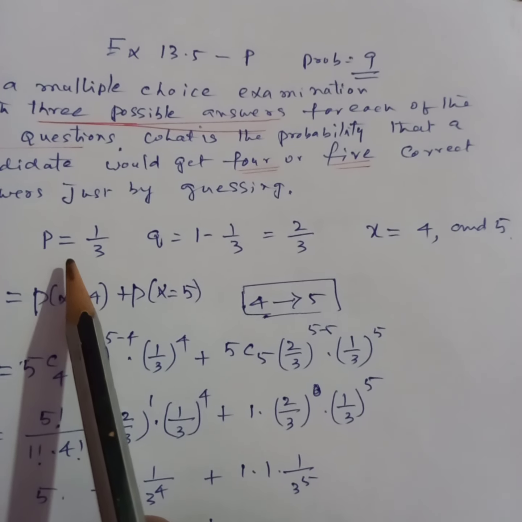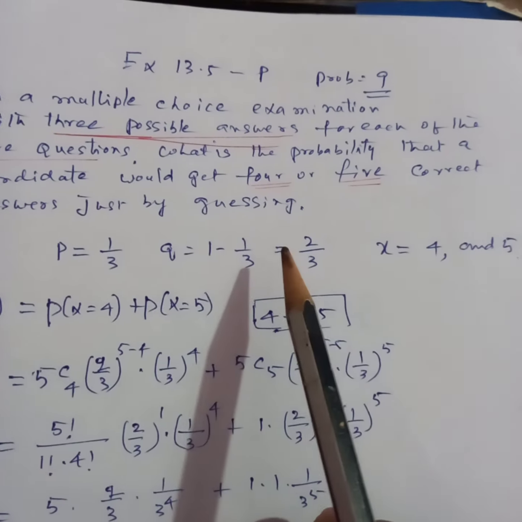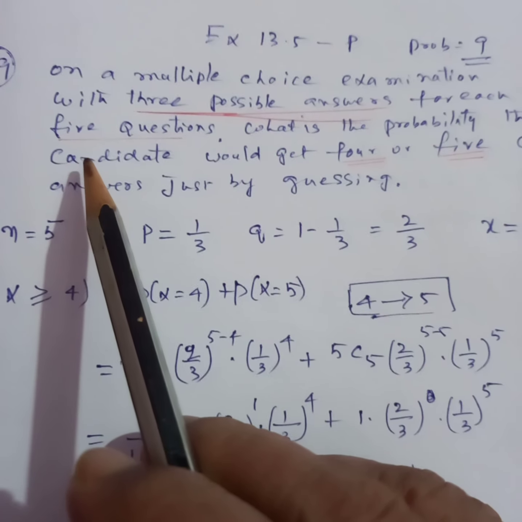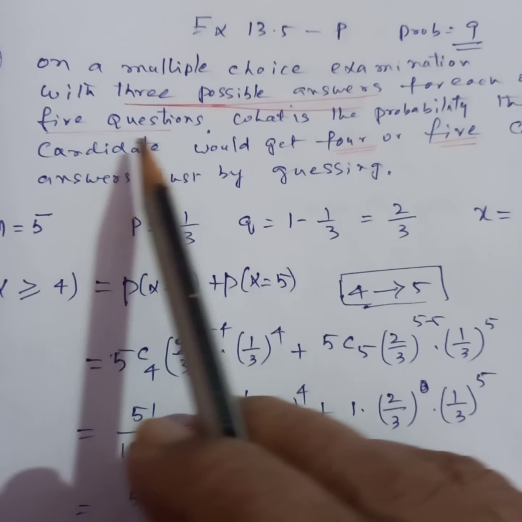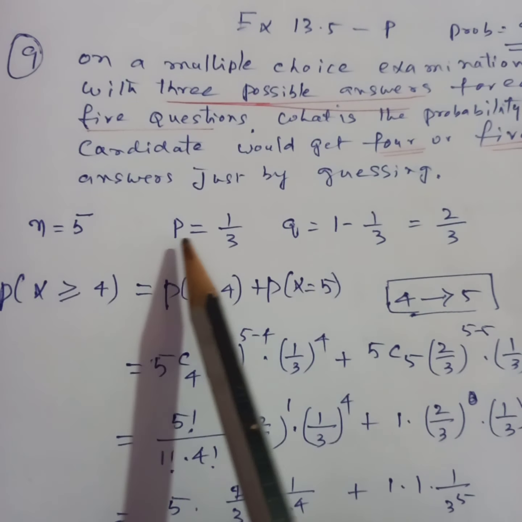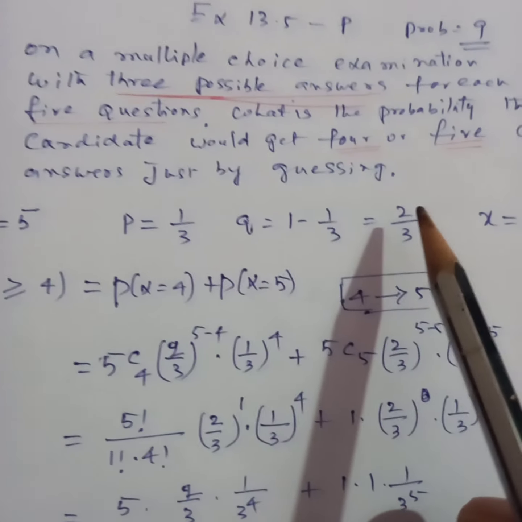So we have these two values P and Q. And then n is 5. How? 5 questions are there, which means n is 5. So n is 5, P is 1 by 3, Q is 2 by 3.